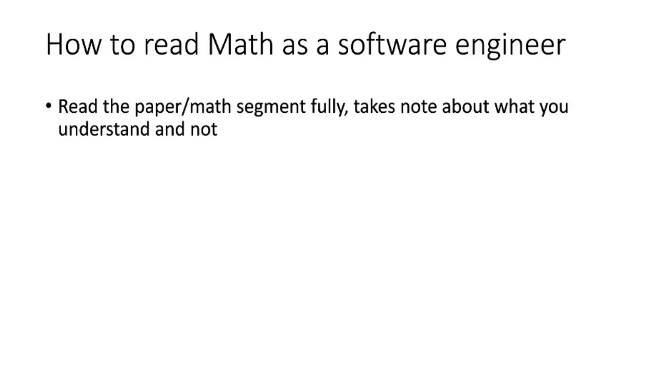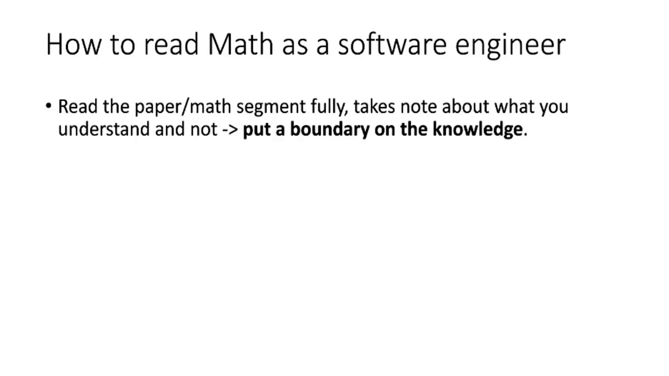So the first step is to read the paper, the math segment, whatever, fully. You read it from the beginning to the end, and while you're reading it, take note of what you understand and what you don't. Like he said, this was to put a boundary on the knowledge that is required to understand this paper. You cannot know everything, right? So it's a way of anchoring yourself and knowing where you have some more blurry zones. So the first pass is really important, but you should not stop there, right?